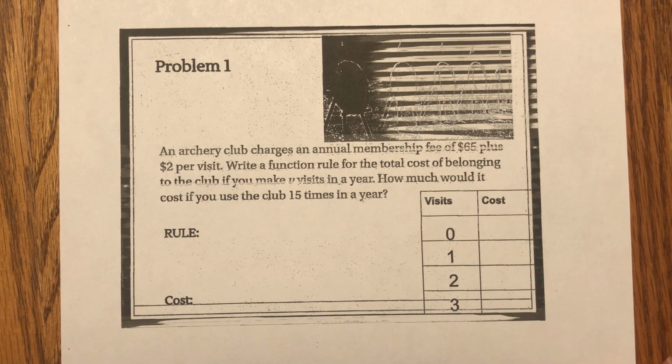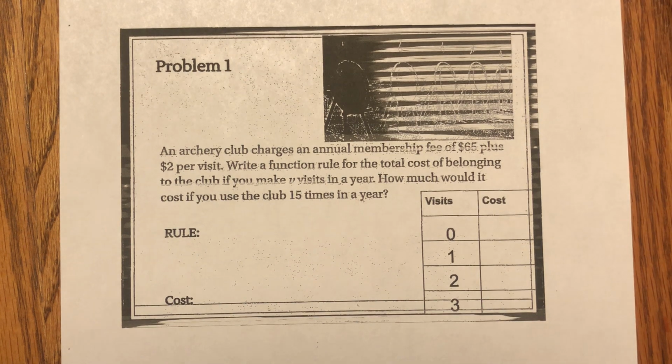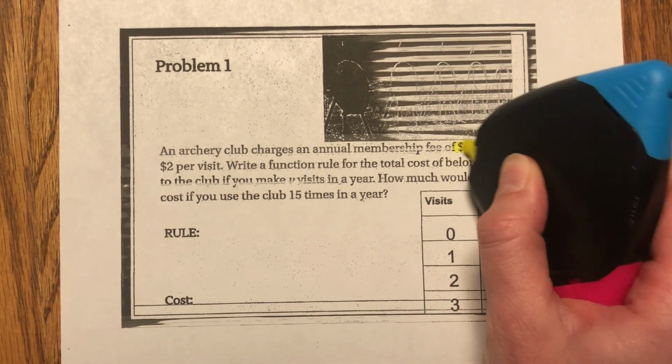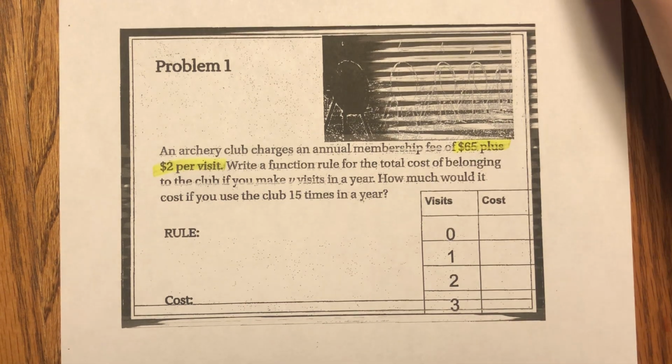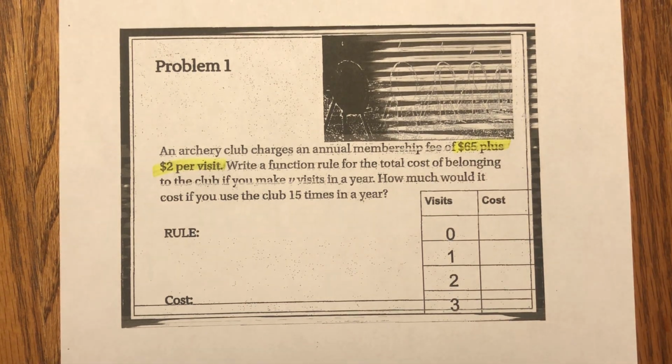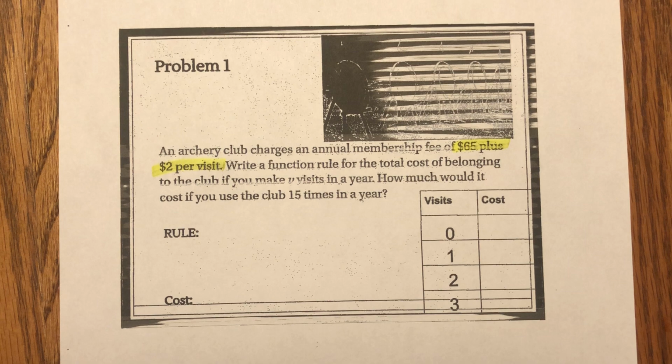So the first thing we're going to do is find that really important information, and that's this $65 plus $2 per visit. That's what's telling us what's happening in the problem. And from there we can make a table using that information.